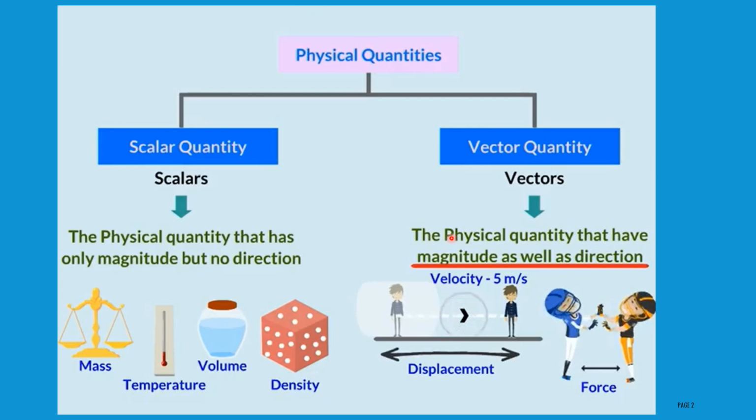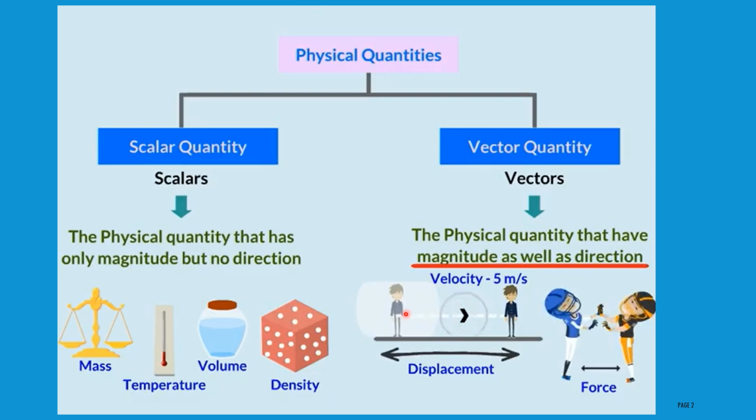Then what is meant by a vector? A physical quantity that has magnitude as well as a direction. They will give numerical values also, and they will show direction also.